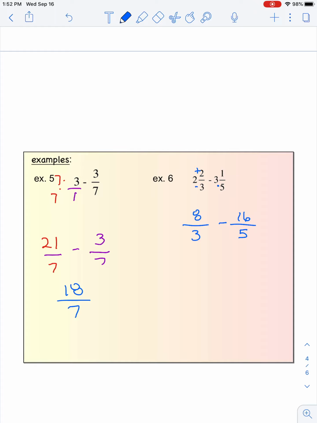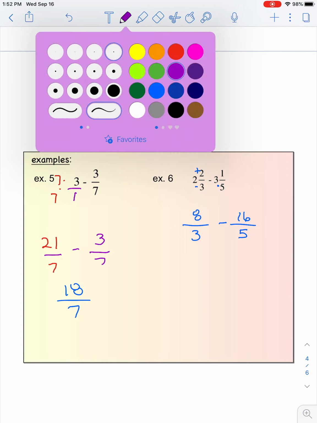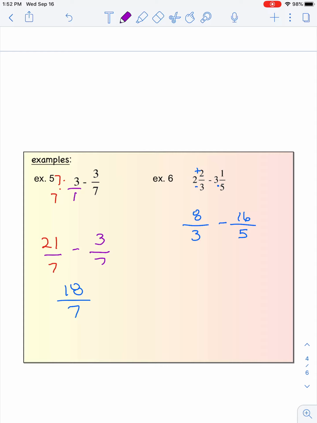One of the ways that you can get a common denominator is take your largest denominator and start scaling it up. 5, then the next multiple would be 10. Well, 3 doesn't go into 10, 3 doesn't go into 5. But if I go 5, 10, 15, 3 does go into 15. So I can change both of these fractions to have a common denominator of 15. So again, what would get me from 3 to 15? Multiplying by 5. Do the same to the top. That gives me 40/15. What would get me from 5 to 15? That's multiplying by 3. So do the same to the top, and that gives me 48.